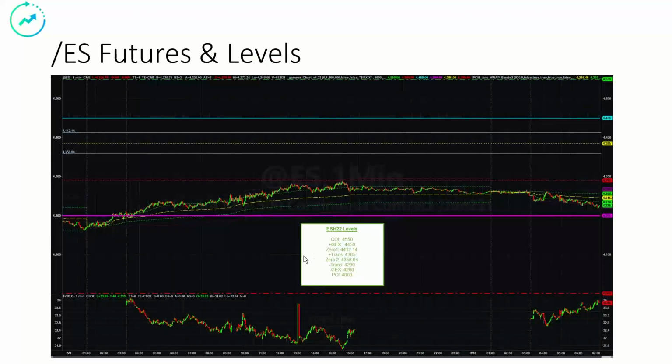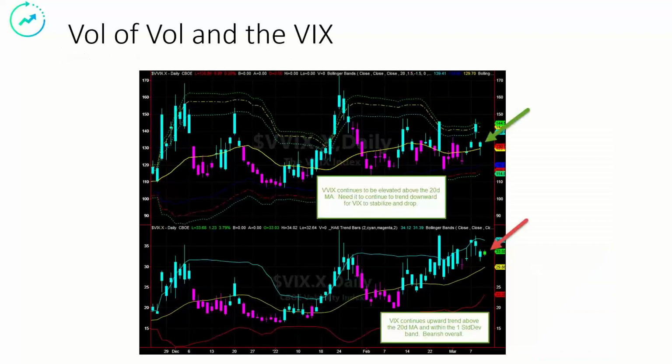From the ES perspective, the different gamma levels are indicated here in the block. I will note that overnight in the ES, we did see a drop here towards a key level at 4,200. This is for the March expiry, so just literally a week away. We will be shifting over to a newer contract here probably next week, but just be aware that there's still quite a bit of bearishness shown on the ES.